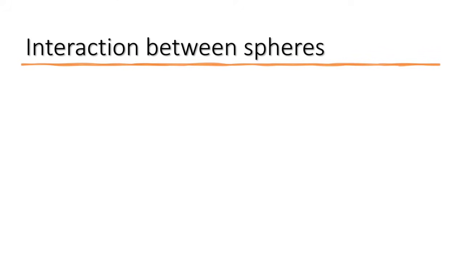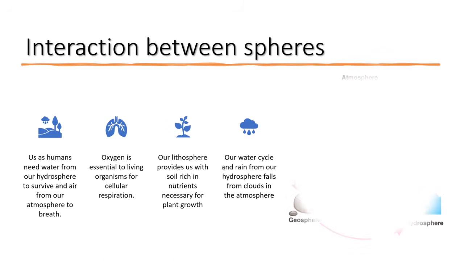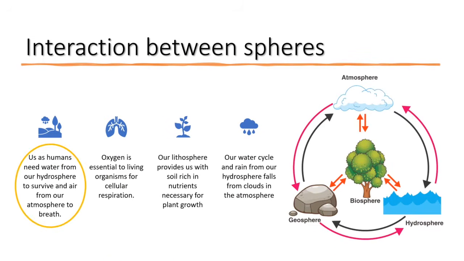Let's have a look at a few examples of the interaction between spheres. Firstly, us as humans need water from our hydrosphere to survive and the air from our atmosphere to breathe. Without water and air, we'll be unable to live on Earth. Next is oxygen. Oxygen is essential to living organisms for cellular respiration. To do some revision there, oxygen is required to break down glucose found within our bodies in order to provide us with energy.